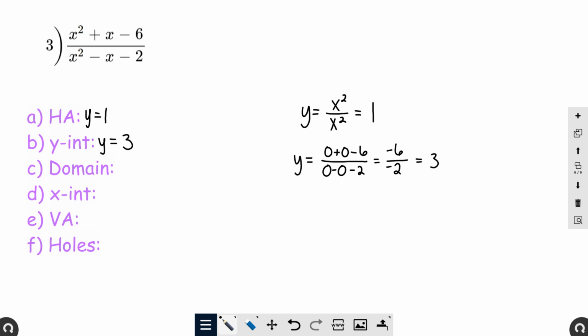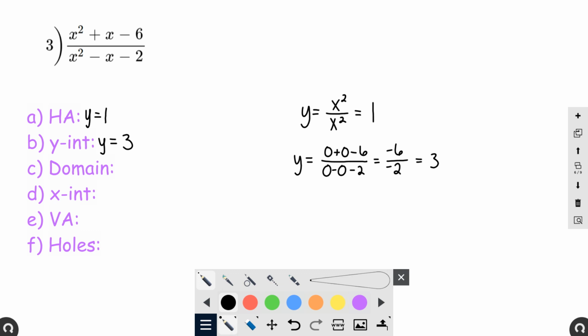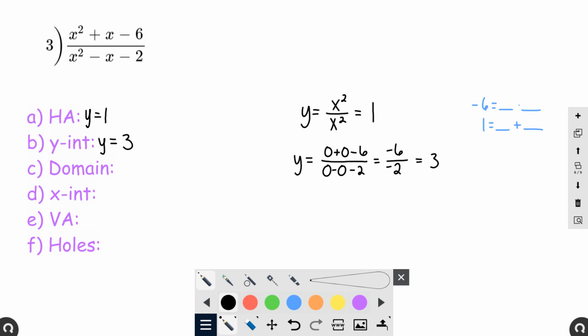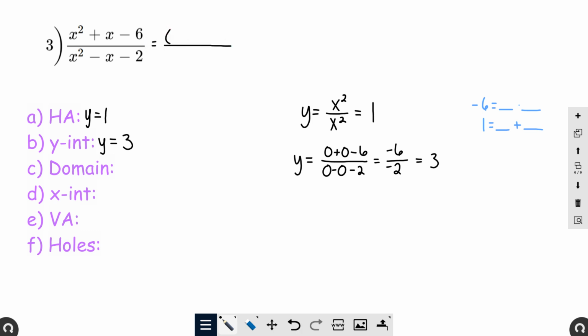Now, A and B are the unfactored version, the standard forms. So C through F, we need to factor it, right? So what do we have in our numerator? Short trinomial. So let's figure out what multiplies to be the last and what adds to be the middle. So we have a negative 6 and a positive 1. Positive 3 and a negative 2 will work. Those can go straight back in your parentheses. So x plus 3, x minus 2.